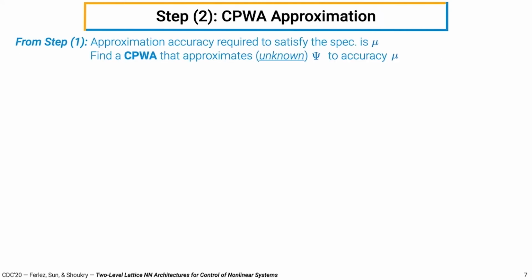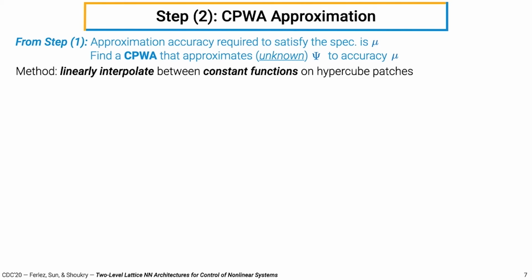So now we'll talk about step 2. Recall from step 1, we know an approximation accuracy that's required of an approximate controller so that it meets the specification. And in step 2, our task will be to find a CPWA that meets this approximation accuracy. As mentioned before, our method will be to put down a regular non-overlapping grid of hypercube patches and linearly interpolate between constant functions on these patches.